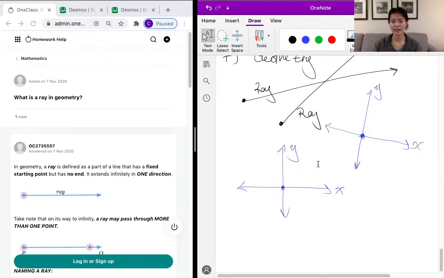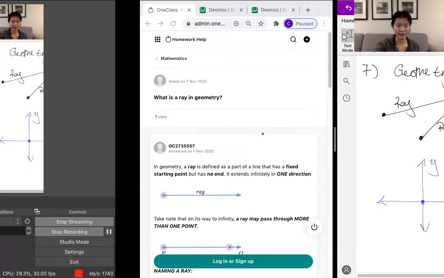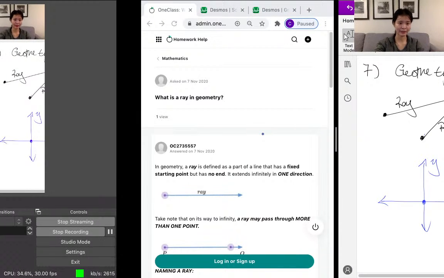But yeah, here's our coordinate plane, our coordinate geometry. And that is a lot of rays. That's basically what a ray is in geometry. A really simple concept that is quite useful.